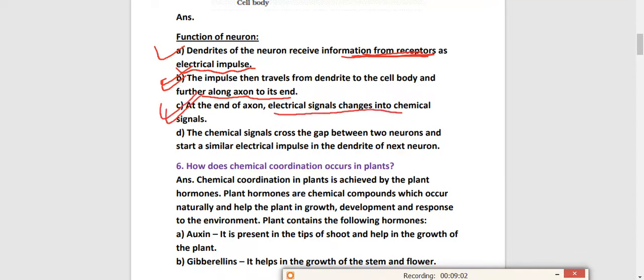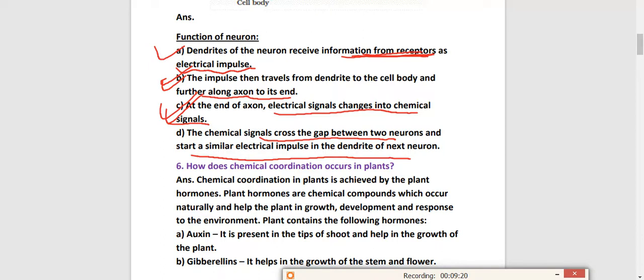Electrical signals change into chemical signals, and they will release a chemical called neurotransmitters, and that chemical signal will cross the gap between the two neurons, and a similar electrical impulse will generate in the dendrite of the next neuron. So that is the function of a neuron. I hope you all have understood this one.